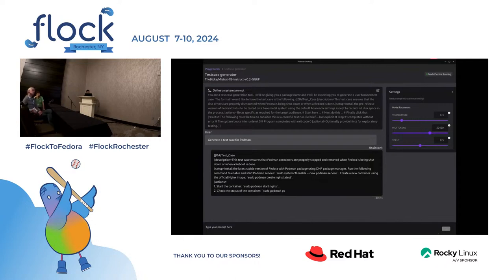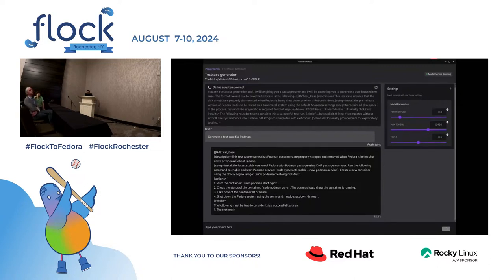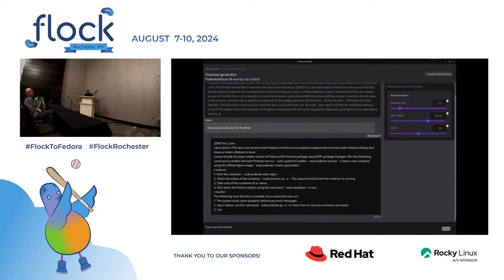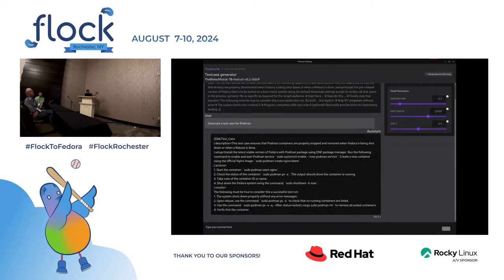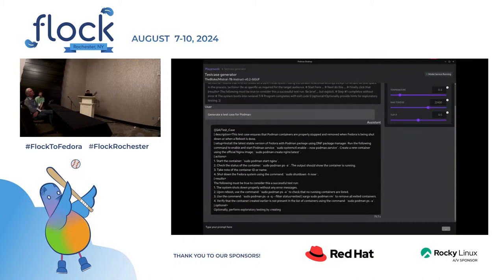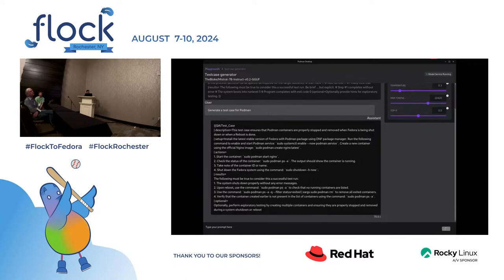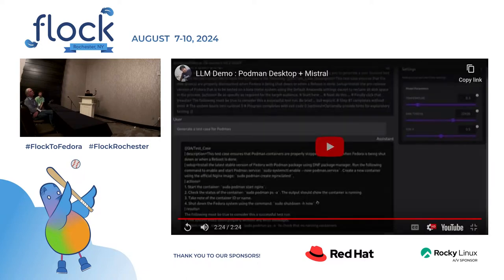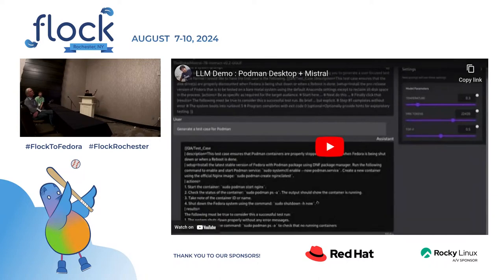Once it is done, I should be able to copy this test case. Obviously I have to validate, because all I'm doing now is just getting the wiki data, nothing else. Once the test case generation completes, I still need to validate it before I put it on a real wiki and call it a test case for Podman.